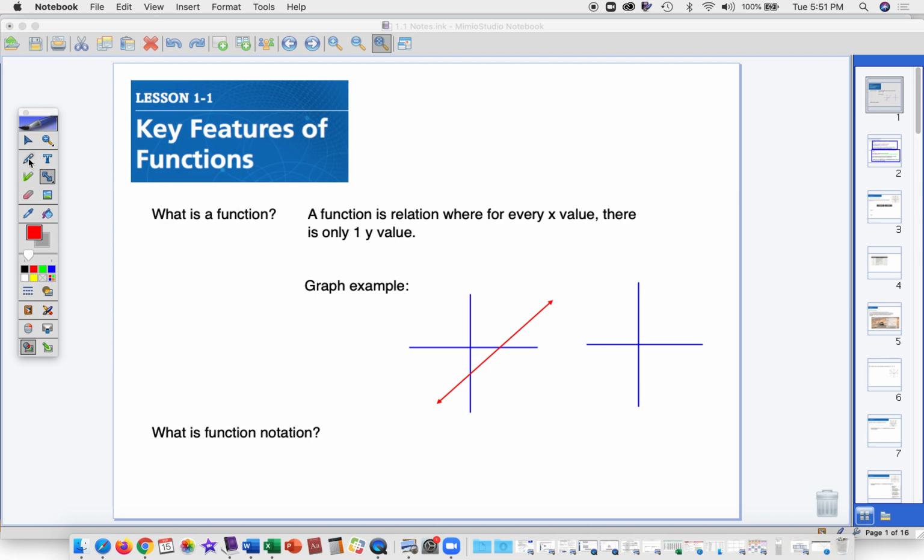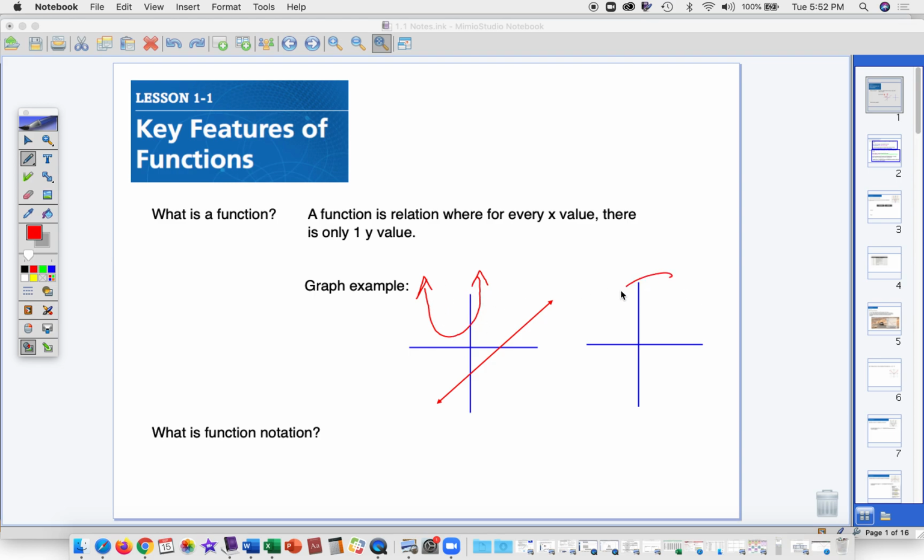We could also have other types of graphs, like a parabola, for instance. A parabola that opens upward or downward. All along here, again, this graph keeps on going from left to right. And for every x value, there's a different y value. So it makes this parabola a function.